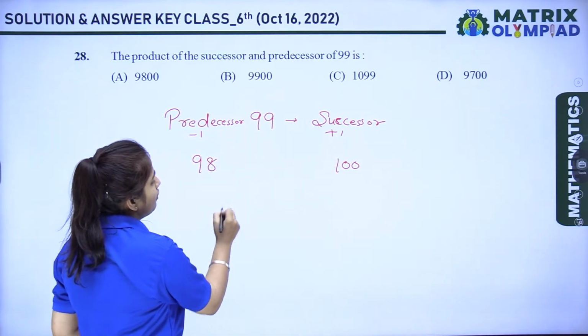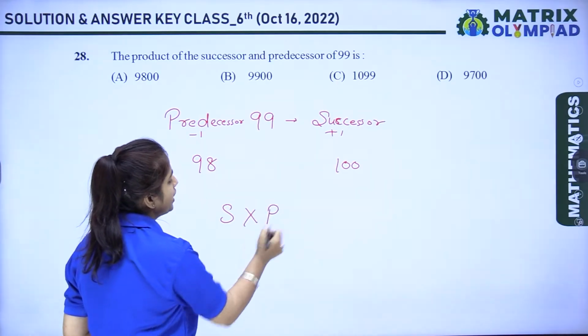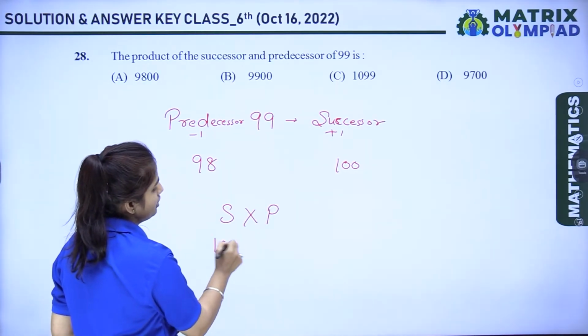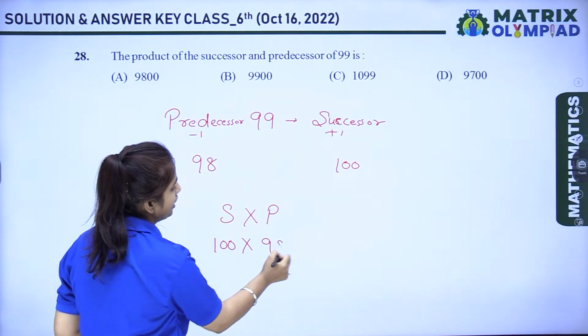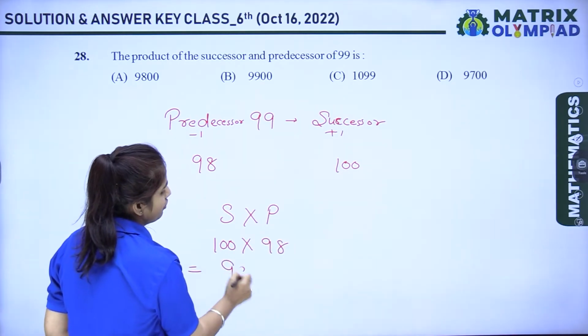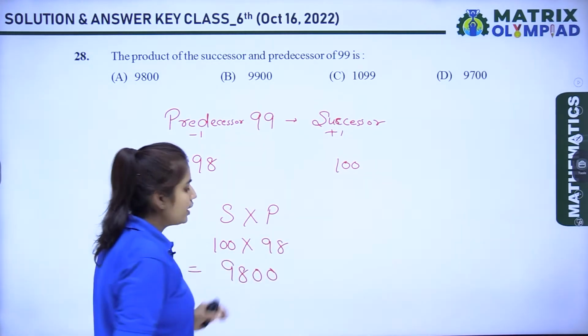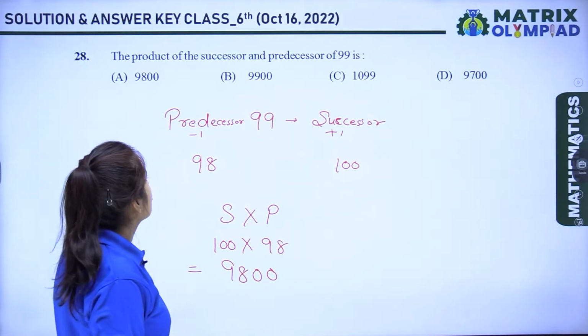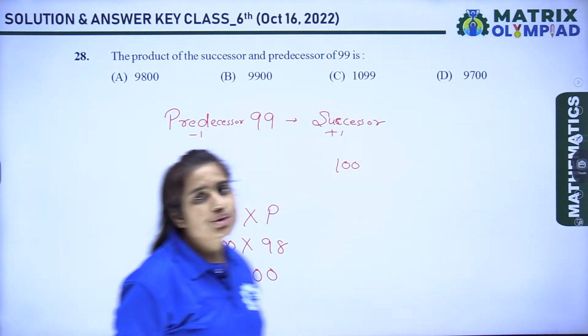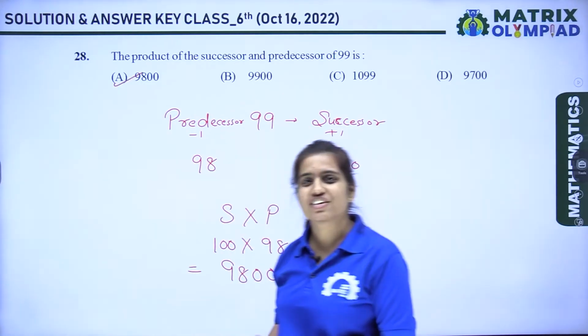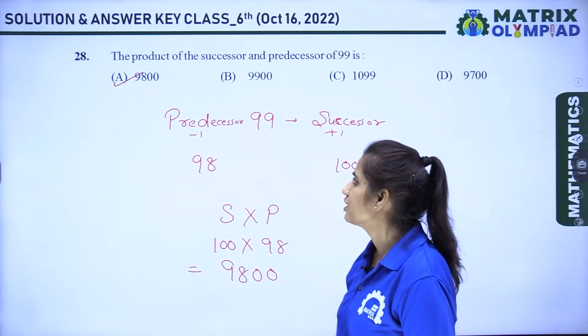So the product of successor and predecessor is, successor is 100, predecessor is 98. So after calculation, we get 9800. So we can easily find out option A, that is 9800. This is the correct option.